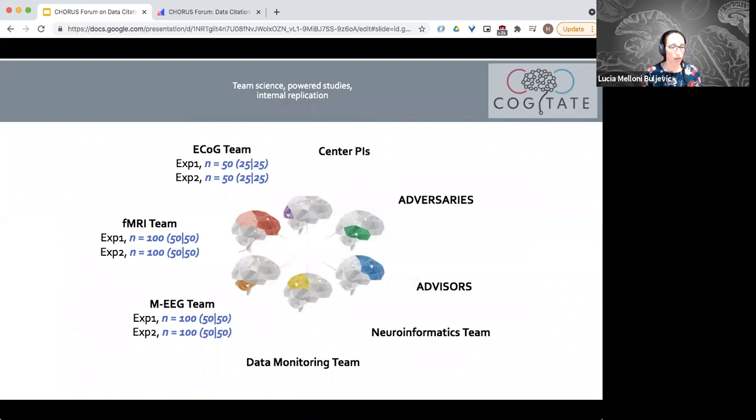So where are we now? We have lined up a world-class team of investigators. This entails 11 institutions around the world that collect the data. As I mentioned before, they collect data in duplicate. So there are two teams that collect electrocorticographic data in two different locations in the world, functional magnetic resonance imaging data also in two places in the world, and the same for MEG.